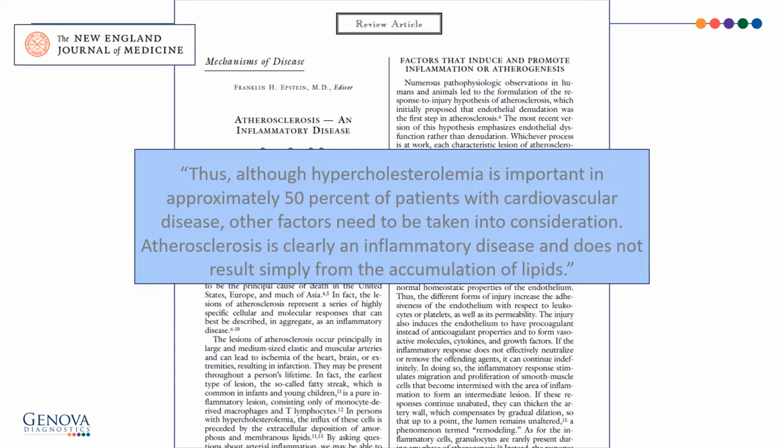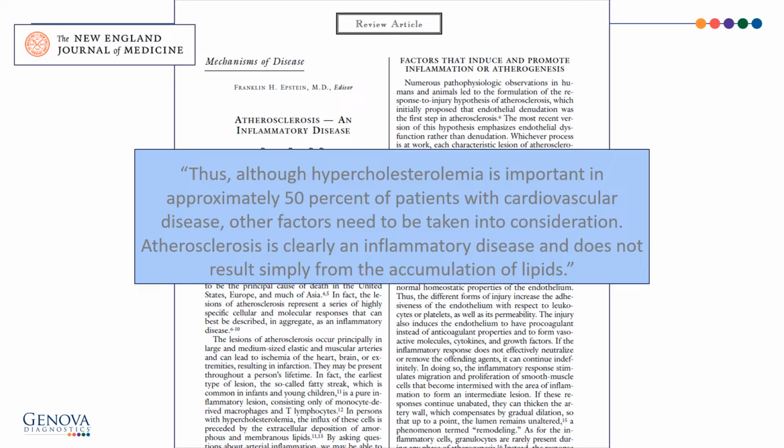So published in 1999 in the New England Journal of Medicine, it states this: thus, although hypercholesterolemia is important in approximately 50% of patients with cardiovascular disease, other factors need to be taken into consideration. Atherosclerosis is clearly an inflammatory disease and does not result simply from the accumulation of lipids. So this article is now directing us to not only look at cholesterol, but also other factors that can lead to endothelial dysfunction, like inflammation.